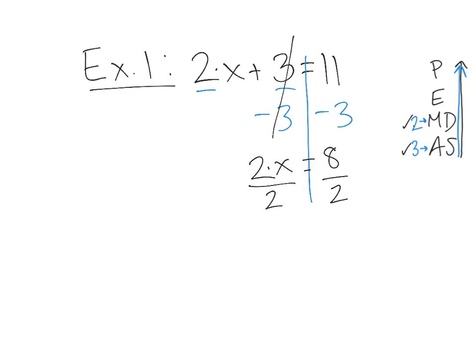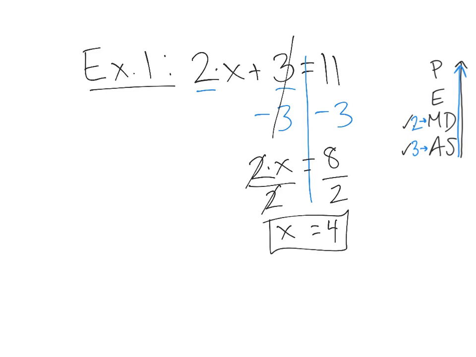Again, that fraction bar means division. Division and fractions are related. 8 divided by 2 makes 4 on the right-hand side, and 2 divided by 2 makes 1x, and we can just write 1x as just x. So we're left with our answer, x equals 4.